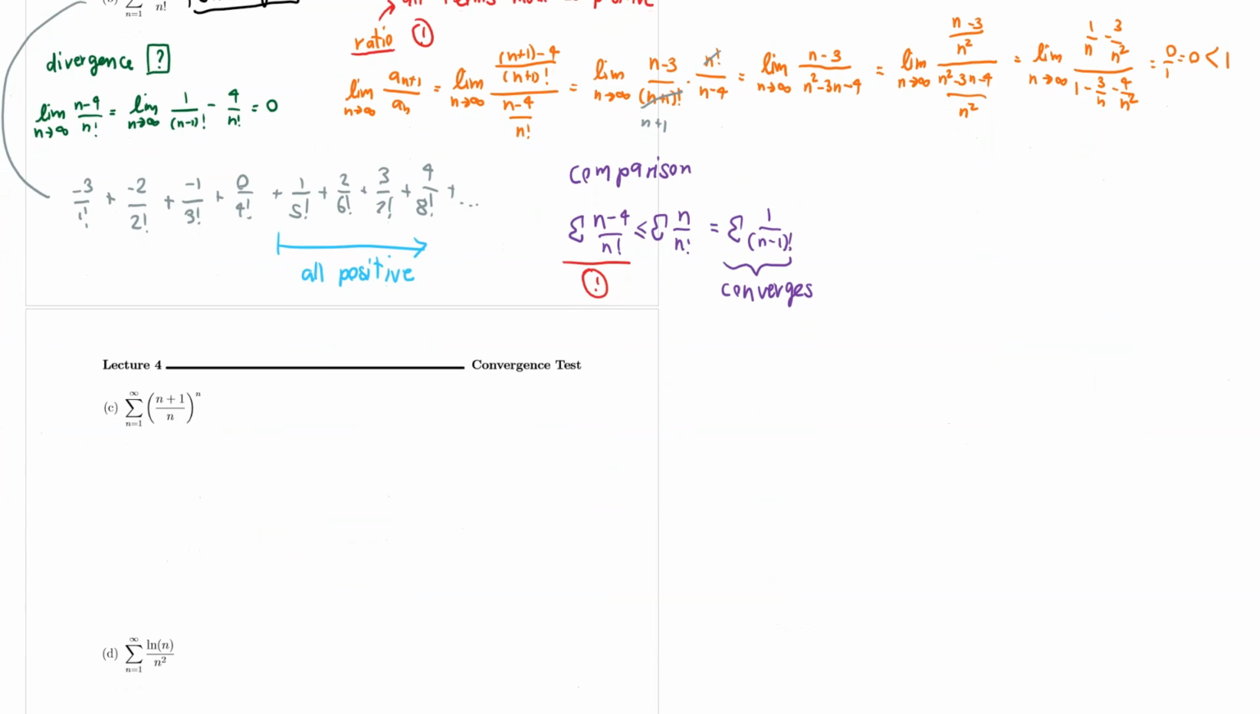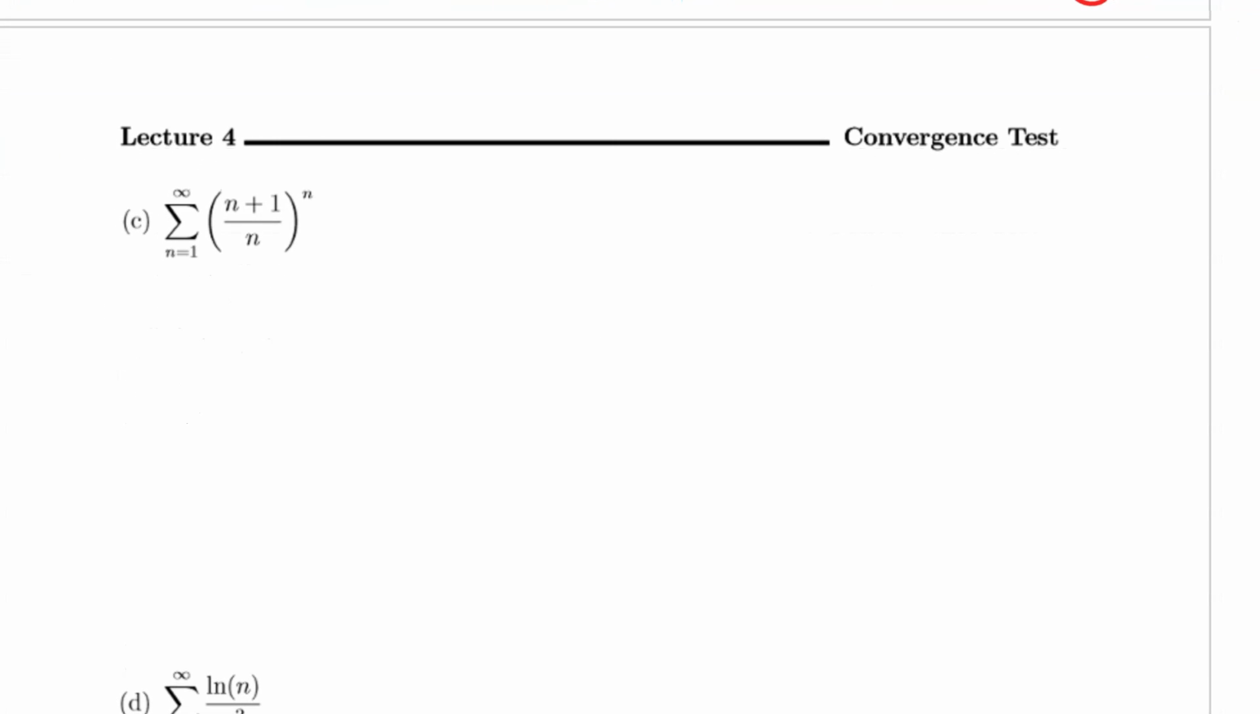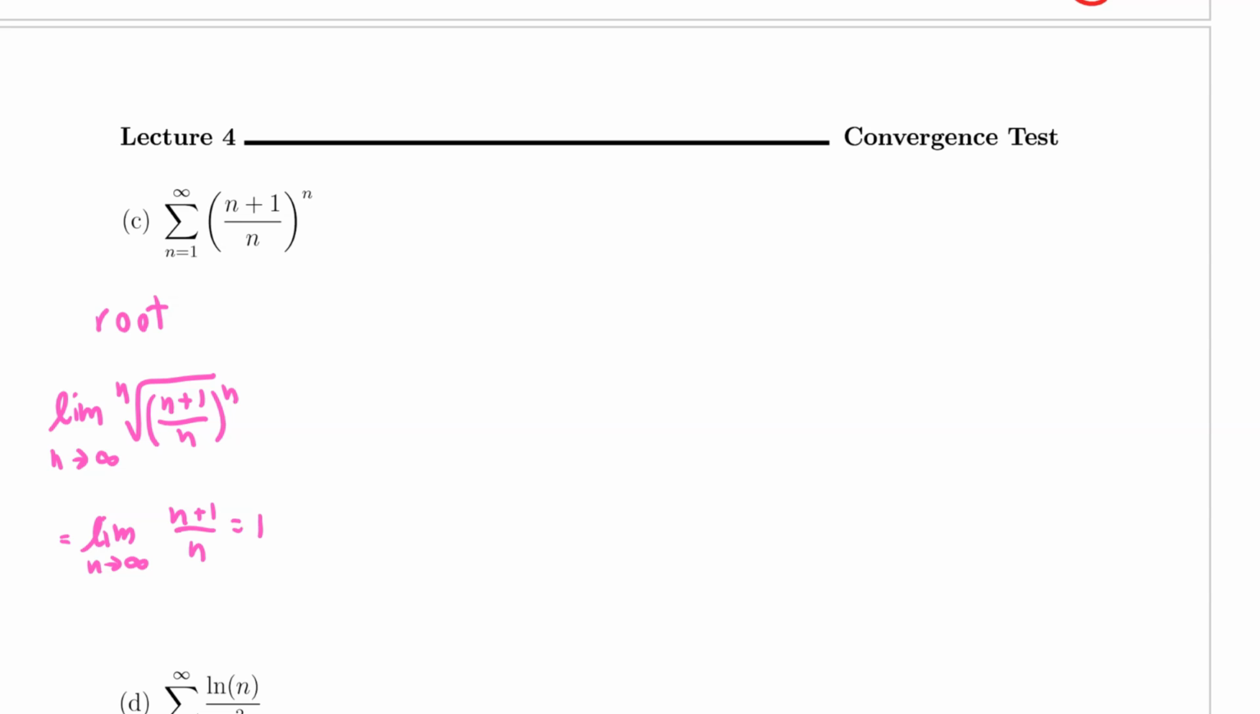So now let's look at the next one. We have seen this already and we have tried the root test. In the root test, we're going to compute the limit of the nth root of the terms of this series. So we would like to find the nth root of this thing. And it turns out this is going to equal the limit when n goes to infinity of, let me see, n plus 1 over n, which is going to equal 1. So we can't decide if this guy is going to converge or diverge using the root test. So let's try something else then. Maybe we can use the comparison test.